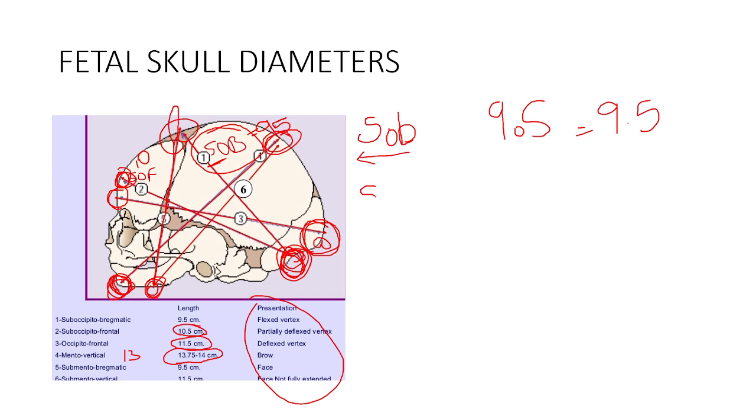Now coming to the suboccipitofrontal, the same thing. Next comes the submentobregmatic. Again, reverse this in this order. If you reverse the B and M, then S, again it somewhat looks like 9.5. You can check it in the table whether it is correct or not. Submentobregmatic is 9.5. Nice.